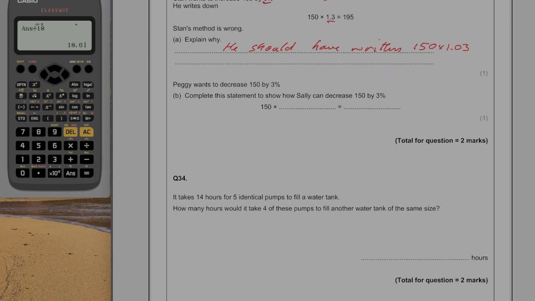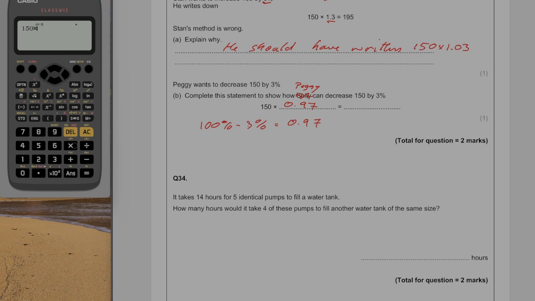Right, Peggy wants to decrease 150 by 3%. Complete the statement to show how Peggy can decrease 150 by 3%. So for that, 3% would be 100% minus 3%, which would equal 0.97. So she should do 150 times by 0.97, which gives us 145.5.